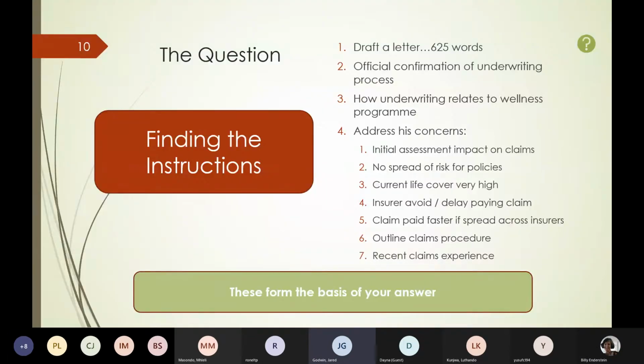Maybe this might sound like I'm contradicting myself here. If you missed one of these points, it doesn't necessarily mean that you will not pass, because some of them are minor compared to others, and this was one of them. This claims paid faster, if you missed that, it's worth 1 or 2 marks, but if you miss the fact that he's concerned about how the underwriting relates to the wellness program, that's a whole category that's worth, I think, 11 marks, and we'll see.